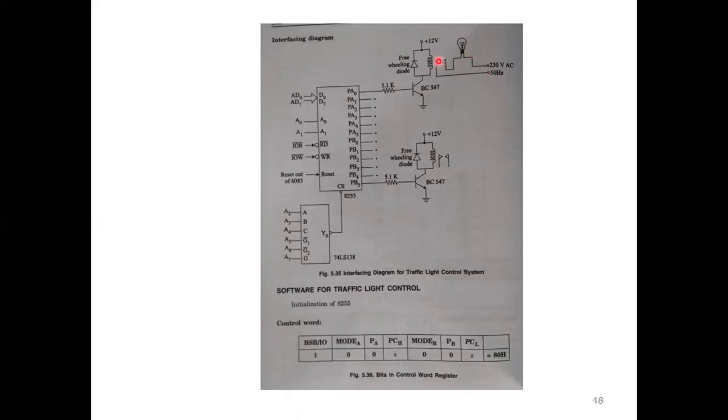So this 230 volts is not connected with the microprocessor. It is not wireless communication; it is a short-range communication with the flux. If flux is produced, the mount will be connected and the light will glow. If no flux is produced, the mount will be open, so the bulb will not glow. This is the concept. Here we are using the 8255, with signals from the 8085 controller.